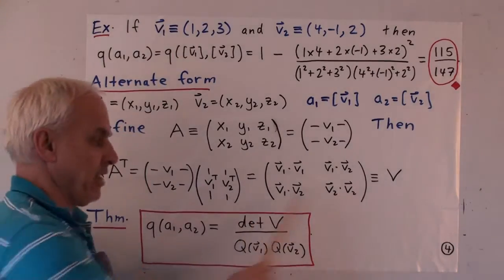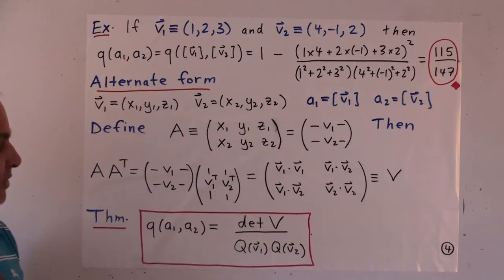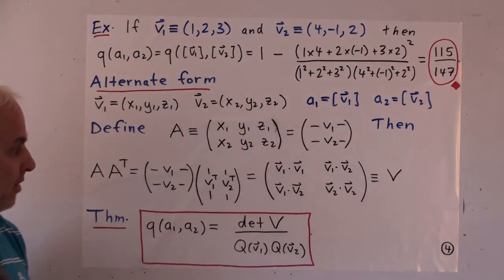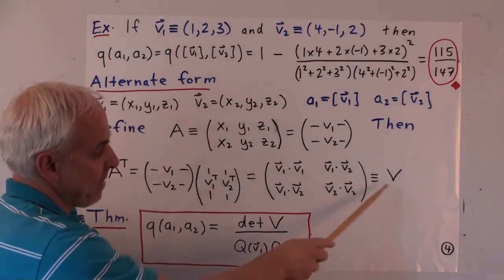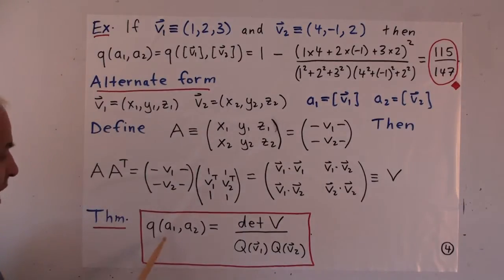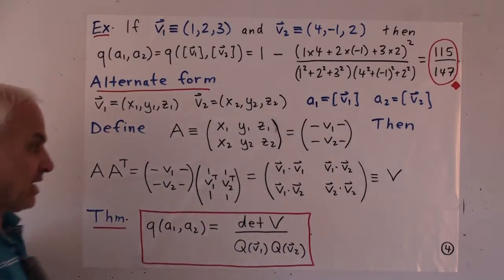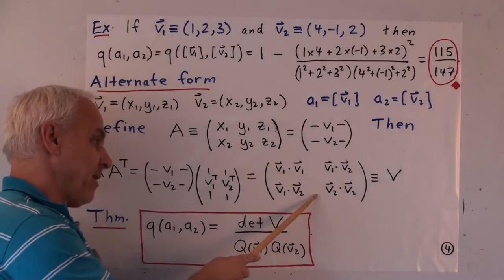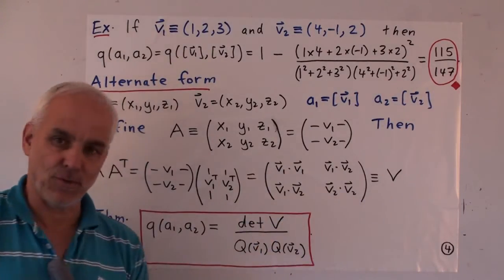Sometimes called a Gram matrix. It's a matrix of inner products that you get from the two vectors here by forming A times A transpose. And we're going to call this 2 by 2 matrix capital V. All right, so now we can make this observation, that the quadrance between A1 and A2 is just the determinant of V divided by the quadrance of V1 times the quadrance of V2.